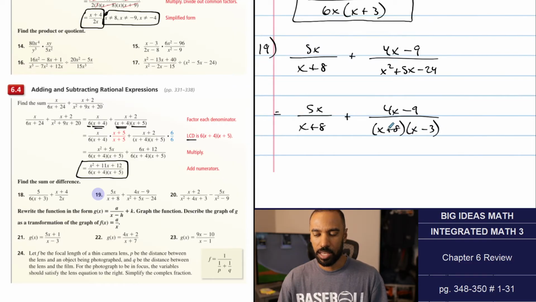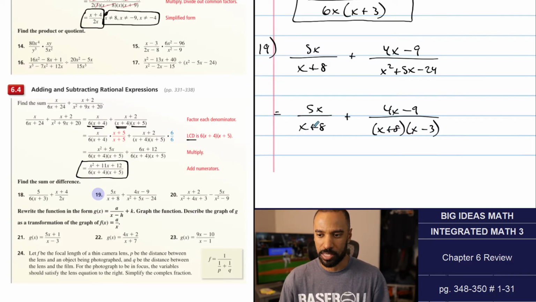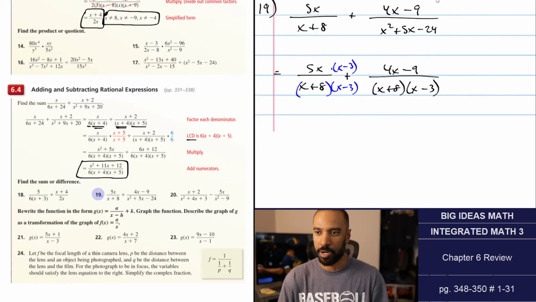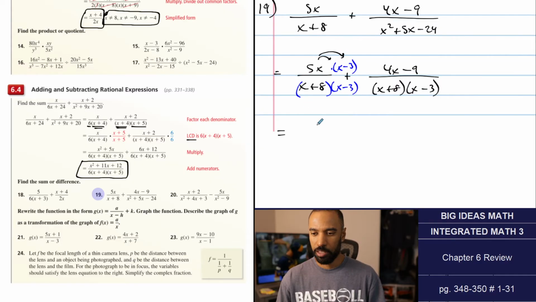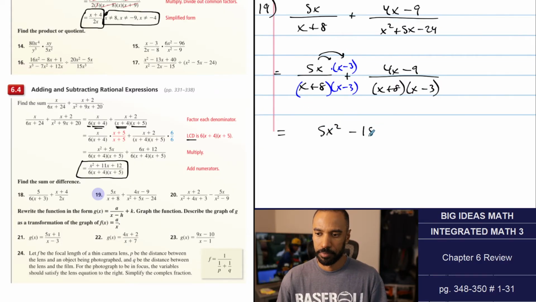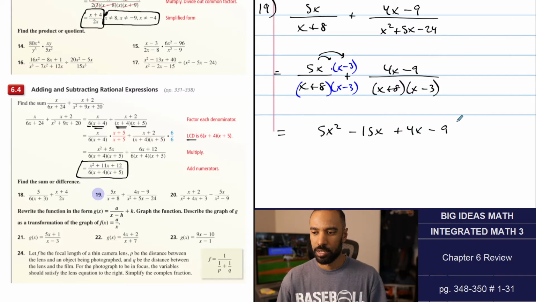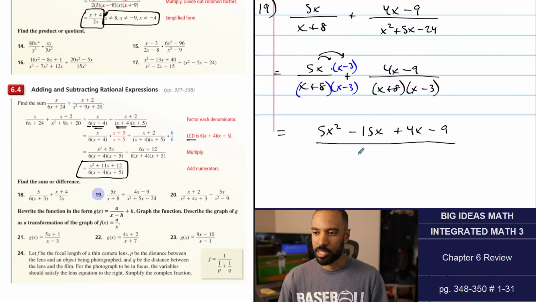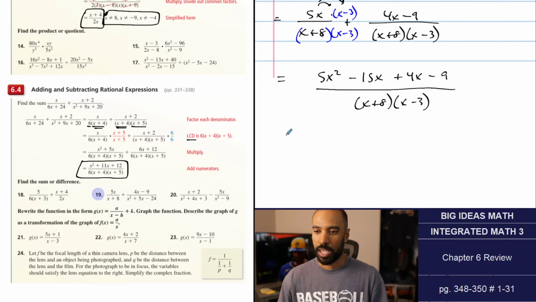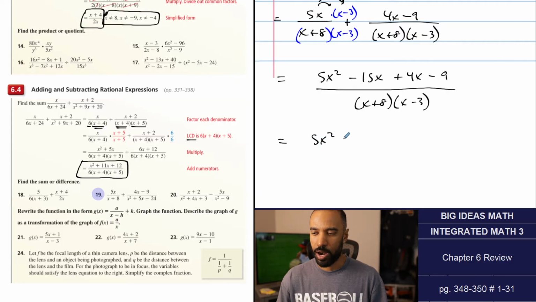It's kind of a godsend that there's an x plus 8 there, because this also has that x plus 8. This is missing the x minus 3 that the other one has. So we're going to multiply top and bottom like that, and then we have a common denominator. Now I can distribute the 5x into here, and then I'm adding this 4x with this negative 9. And then on bottom is that one common denominator of x plus 8 times x minus 3.